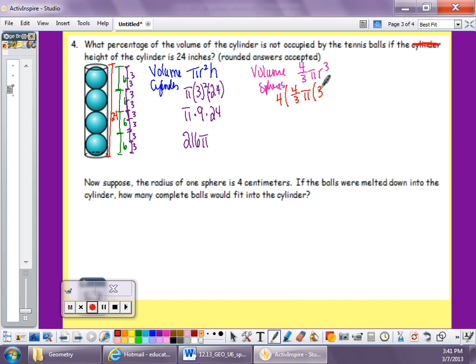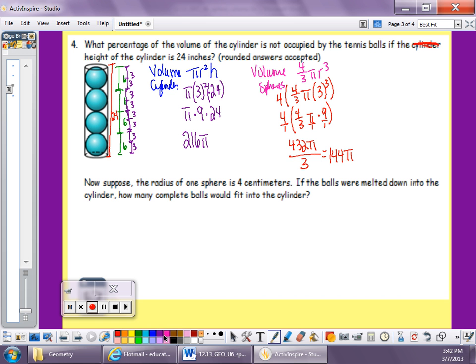My radius is still 3. So I have 4 times 4/3 pi times 9. Now, I know that 4, 4, pi, and 9 can all be multiplied together because this is like over 1, over 1, and over 1. So when I multiply fractions, I just multiply all the numerators straight across. And so that gives me 432 pi over, multiply all the denominators, that gives me 3. So this is 144 pi.